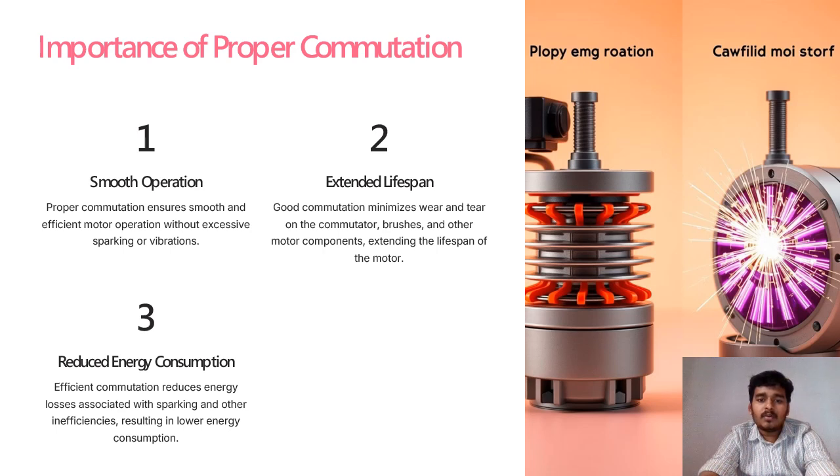Extended lifespan: good commutation minimizes wear and tear on the commutator, brushes and other motor components, extending the lifespan of the motor. Yes, it is true. Reduced energy consumption: efficient commutation reduces the energy losses associated with sparking and other inefficiencies, resulting in lower energy consumption. So these are the importance of the proper commutation process.